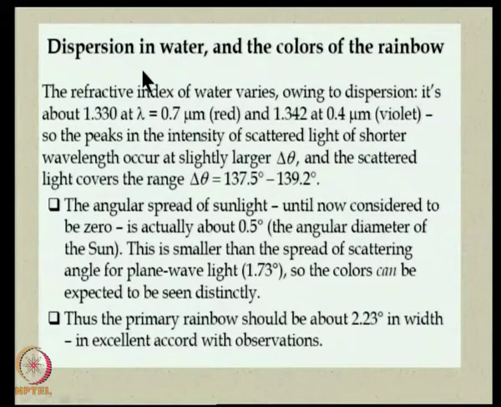What is dispersion? Dispersion is a phenomenon which occurs because the refractive index of water varies with wavelength. For example, the refractive index of water at the red wavelength is 1.330, while at the violet wavelength it is 1.342. A difference of 0.01 has enough impact to create the rainbow.